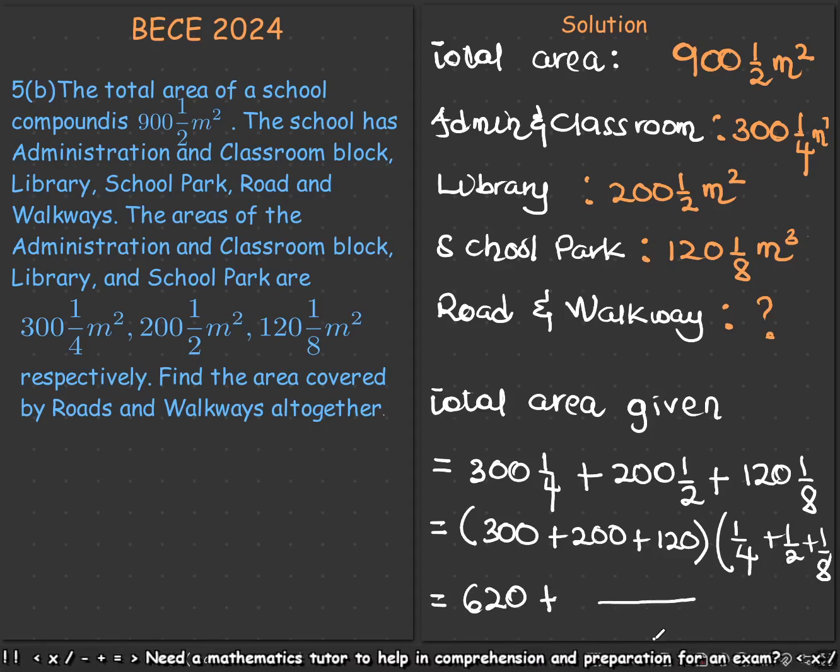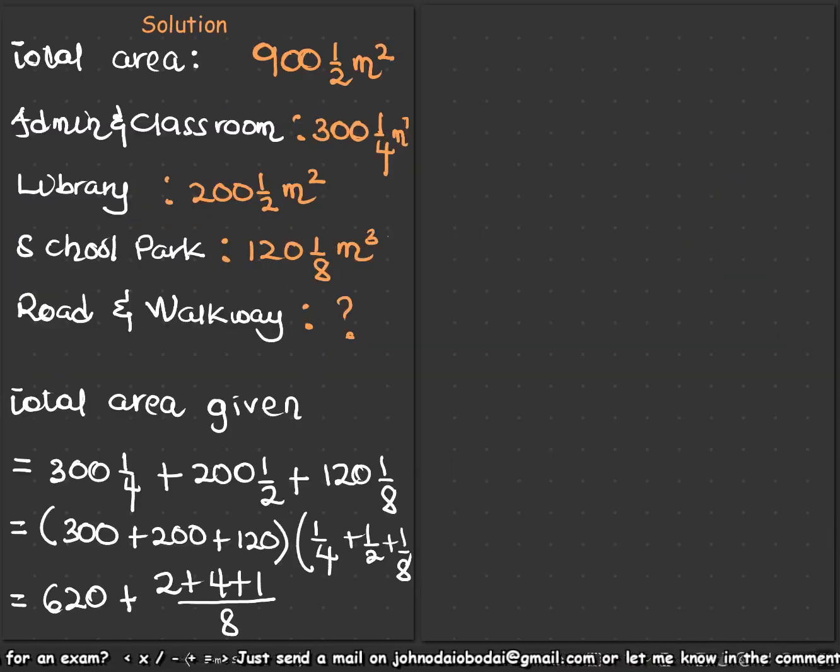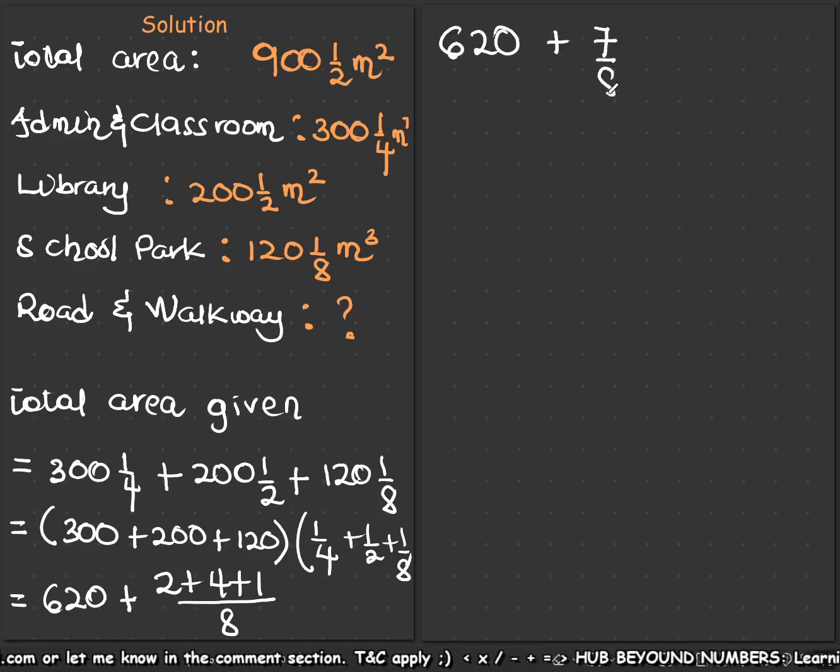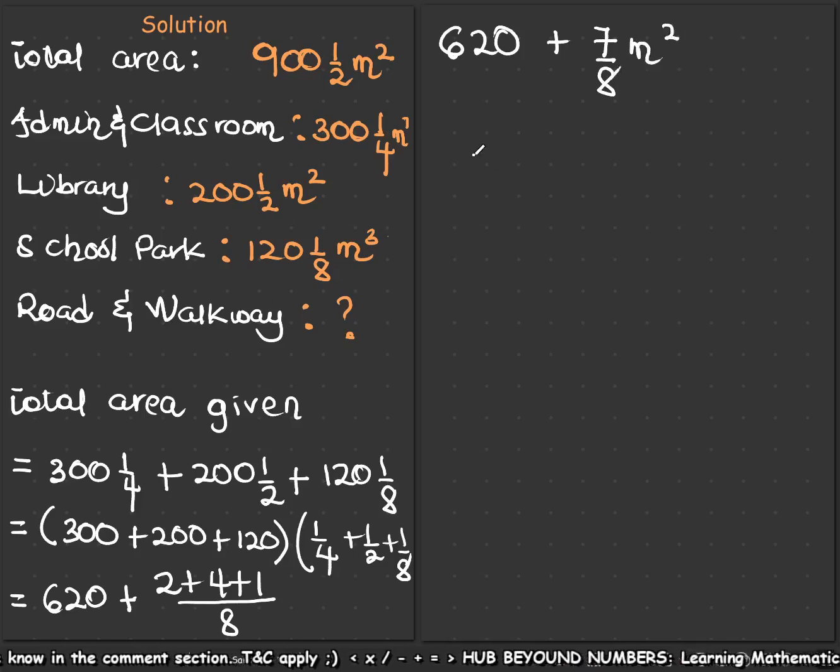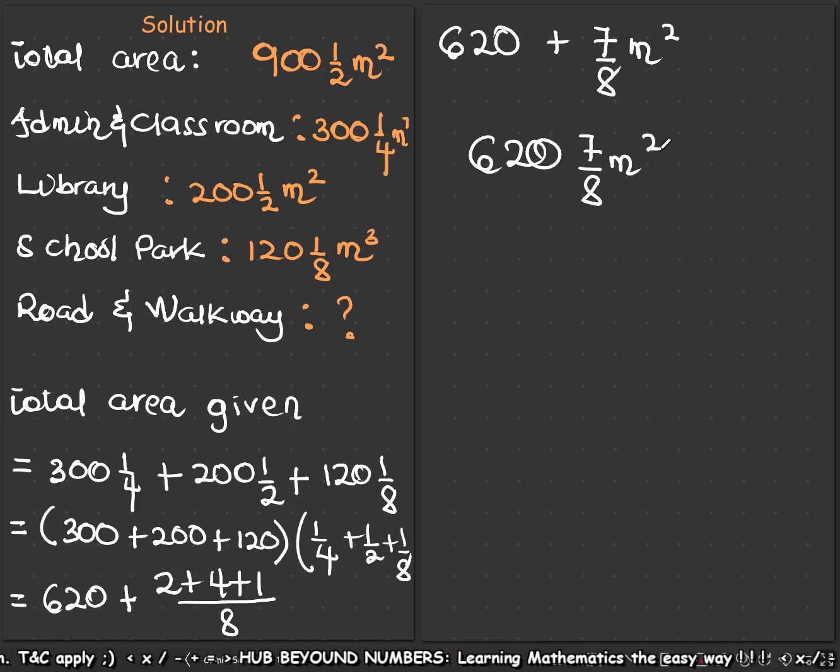What is the LCM over there? That is 8. And 4 into 8 twice, so 2 times 1 is 2. 2 into 8 is 4, 4 times 1 is 4. Then we have plus 1, that is 1/8 over here. Now, solving further, we have 620 whole number, 2 plus 4 is 6, plus 1 is 7. So 620 whole number plus 7/8 meter squared, or 620 whole number 7/8 meter squared.